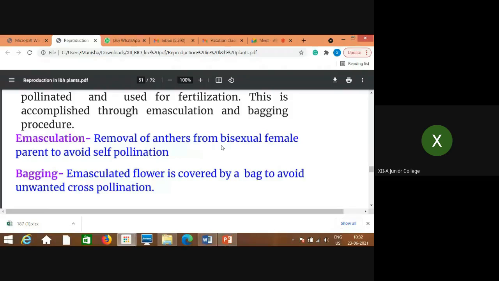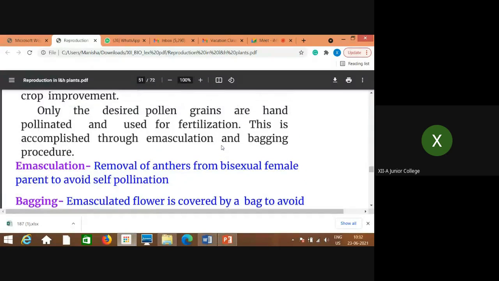Artificially also, in the method of hybridization, we can select the male and female parents. And if the female parent is having a bisexual flower, then you need to remove the male sexual part. That means anthers need to be removed. If we are using that plant as a female parent, then removal of anthers is a must. And that removal of anthers from the bisexual female parent is called emasculation, to avoid self-pollination.